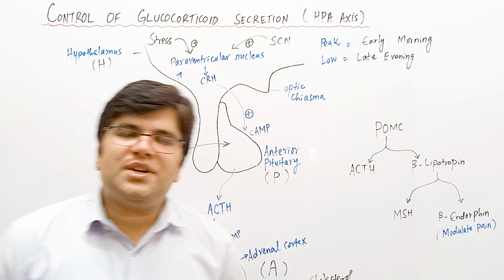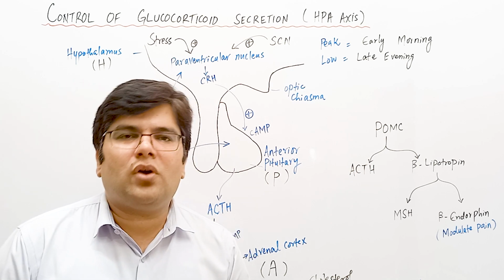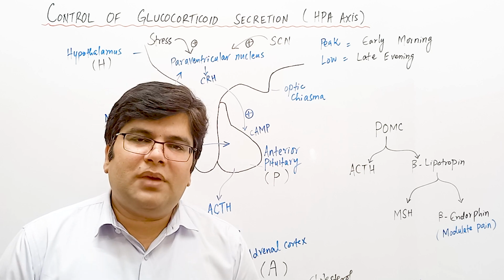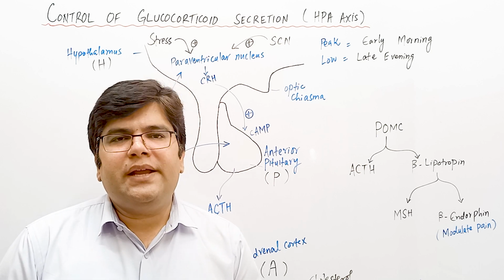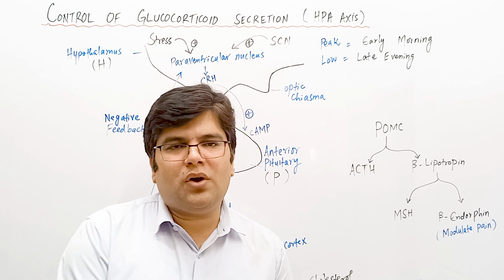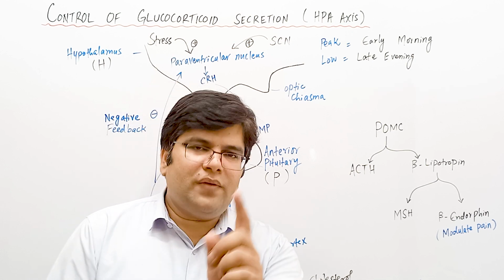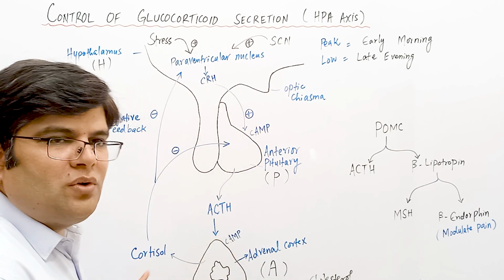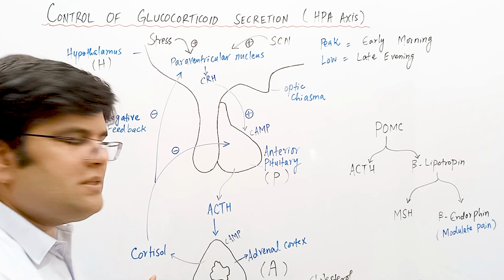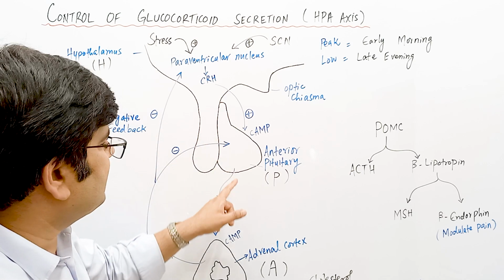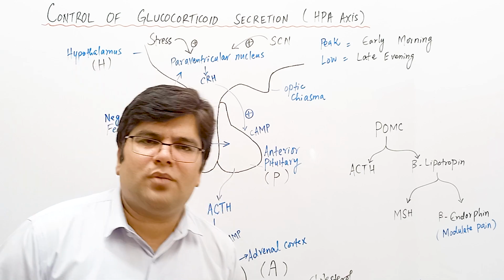There are various diseases related to the excess and deficiency of adrenocortical hormones. One of them is Addison's disease. In Addison's disease, there is deficiency of mineralocorticoids and also glucocorticoids. So when there is deficiency of glucocorticoid hormone cortisol in Addison's disease, by negative feedback, it increases the secretion of ACTH hormone.